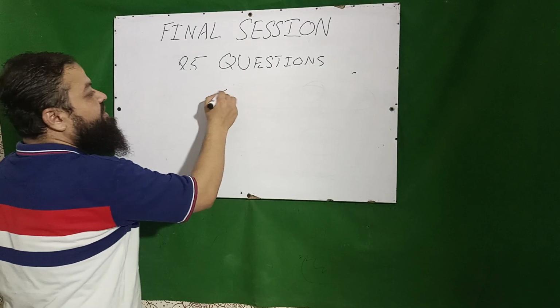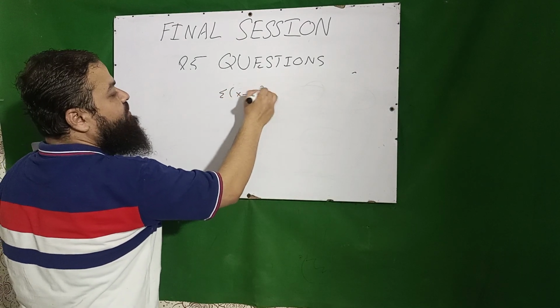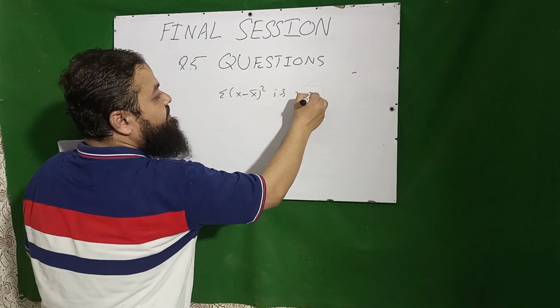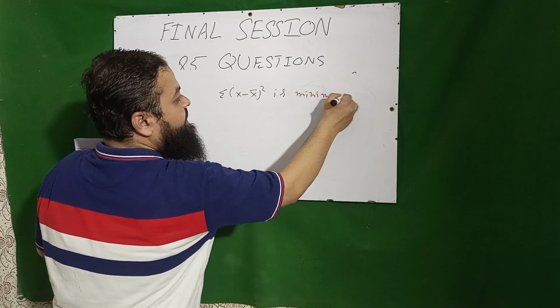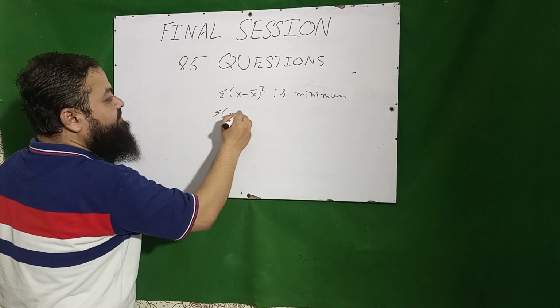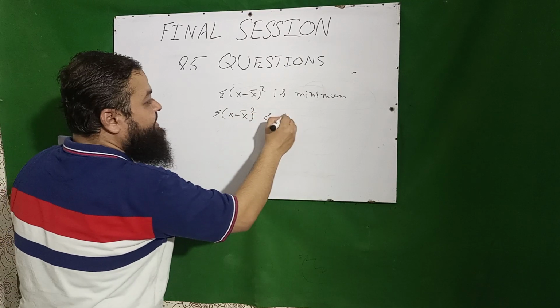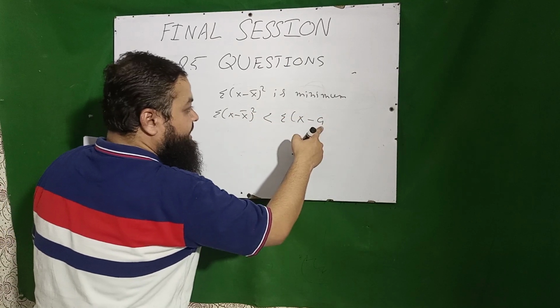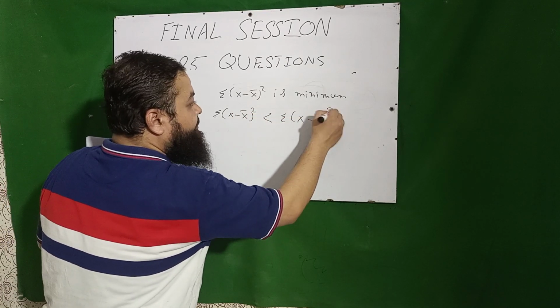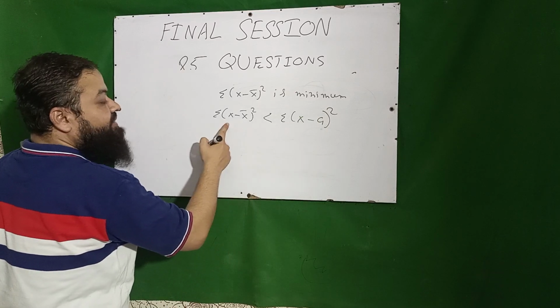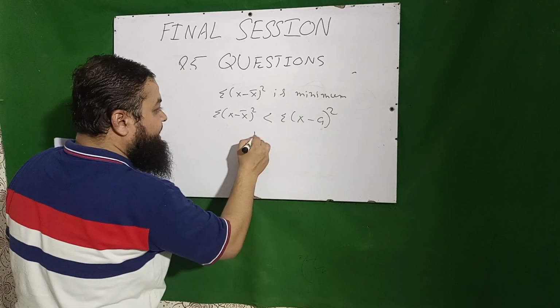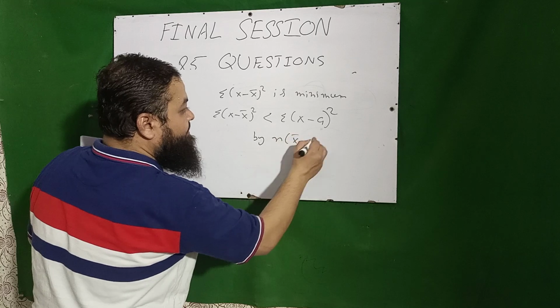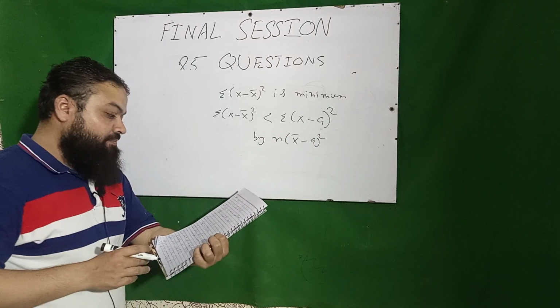As we have discussed, the summation of (x minus x bar) whole squared is minimum. Actually, the summation of (x minus x bar) squared is less than the summation of (x minus an arbitrary constant a) squared, and it is always less by n times (x bar minus a) squared. A very important question.